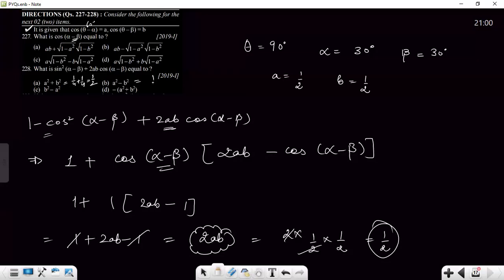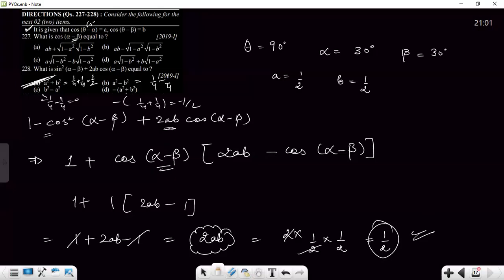A square minus B square is 1 by 4 minus 1 by 4, which becomes 0. B square minus A square, same story: 1 by 4 minus 1 by 4 becomes 0. Option D: minus of 1 into A square, 1 by 4 plus 1 by 4 becomes half, minus of half. Our correct answer is plus 1 by 2. So option A becomes the correct answer.